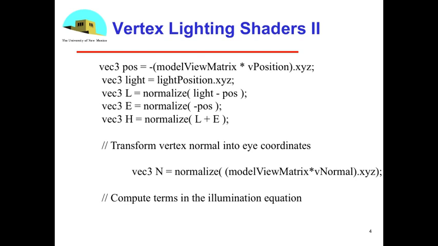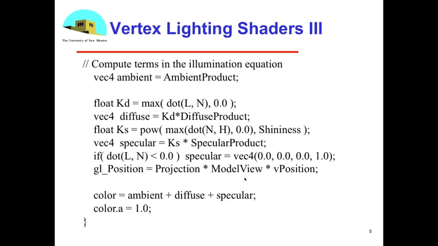So I'm using that over here to simplify the code a bit. But in the general case, you'll see what's called a normal matrix computed inside of these shaders or sent over, just as the model view matrix is sent over. Okay, now we can compute the three individual terms in the lighting equation.